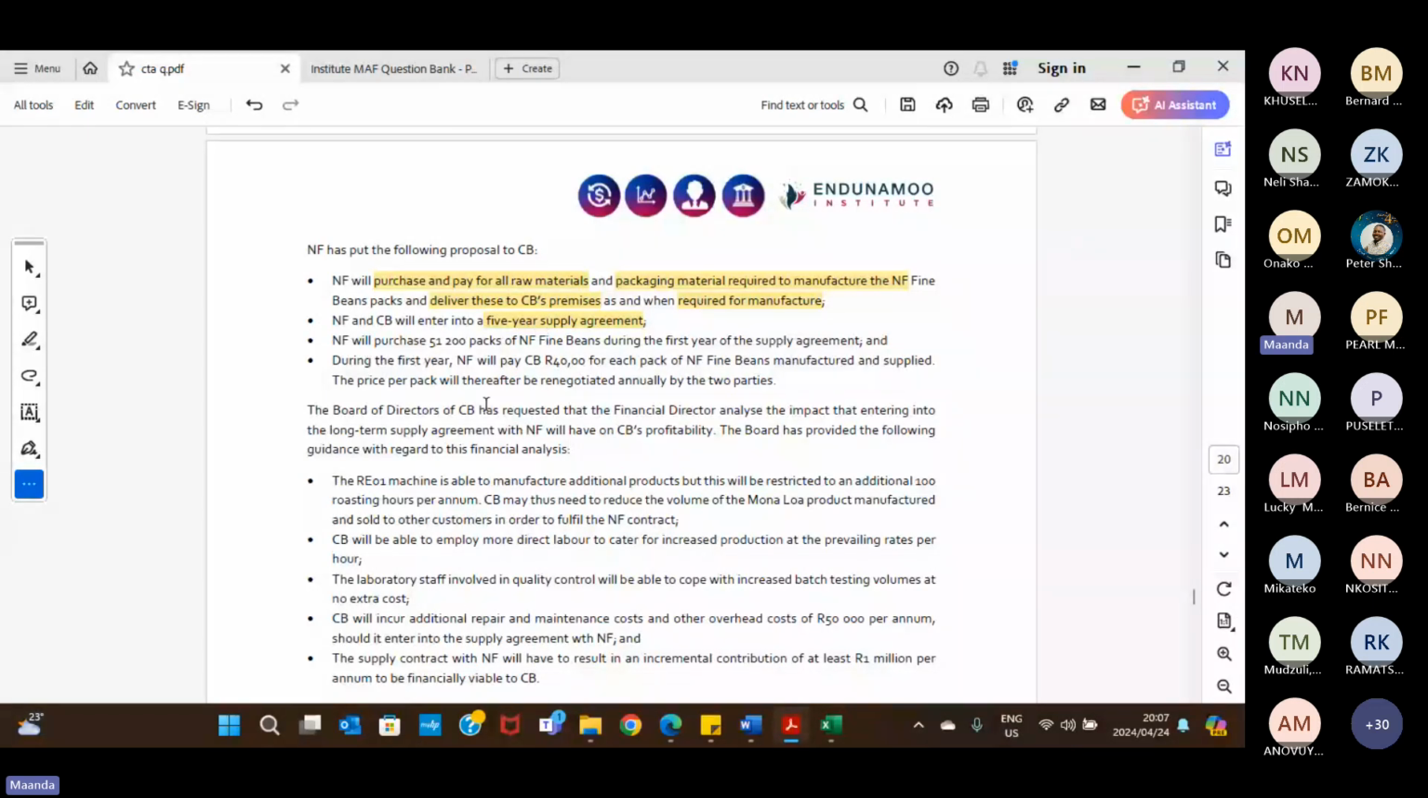So NF will purchase 51,200 packs of NF beans during the first year of the agreement. So we are going to package 51,200 packs. My question to you guys is, these 51,200 packs, how many kg is that?